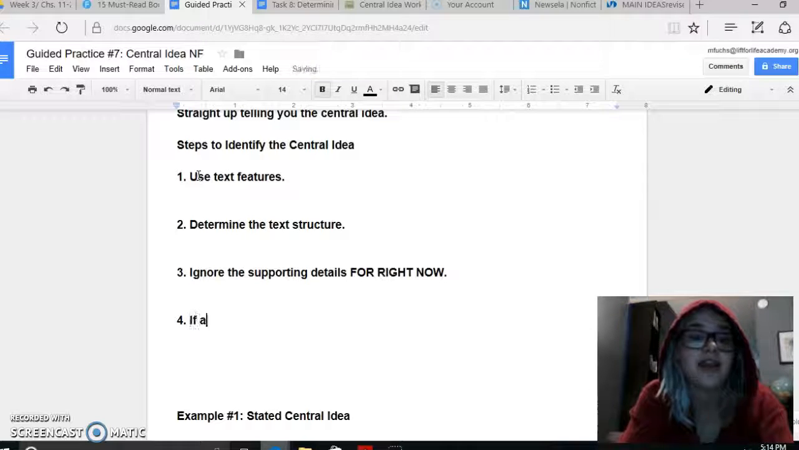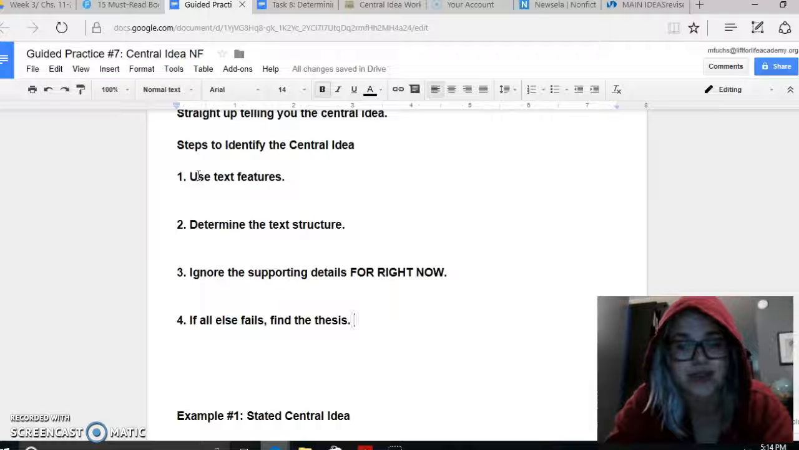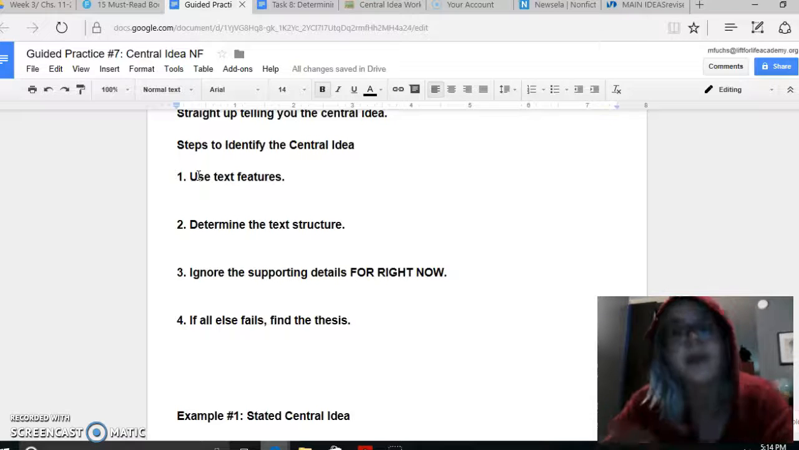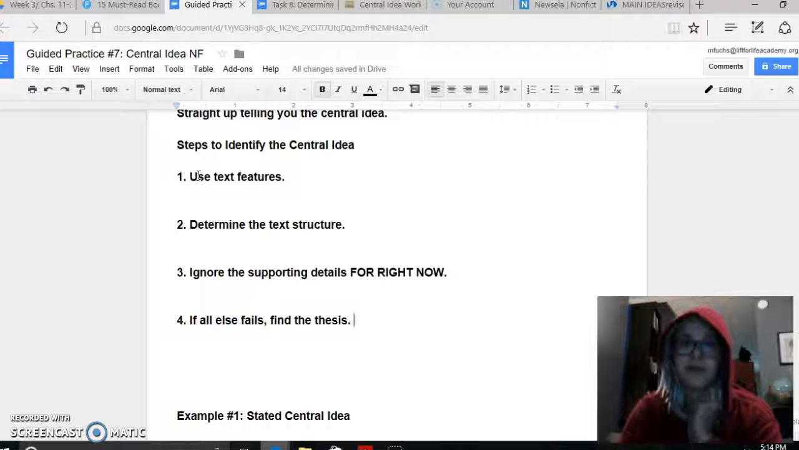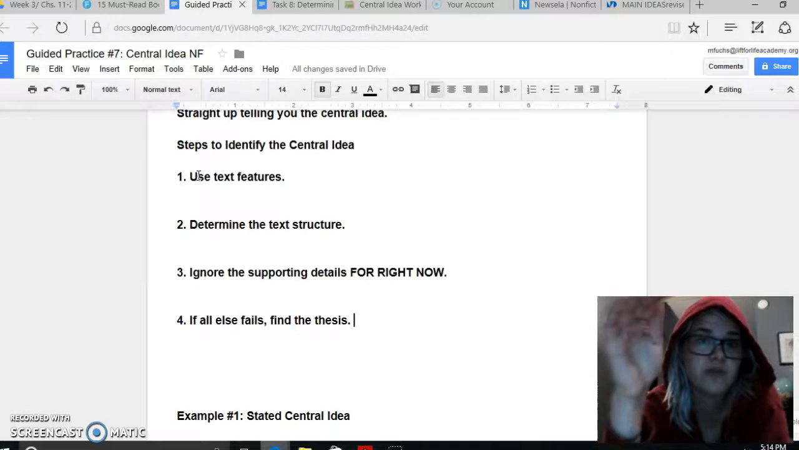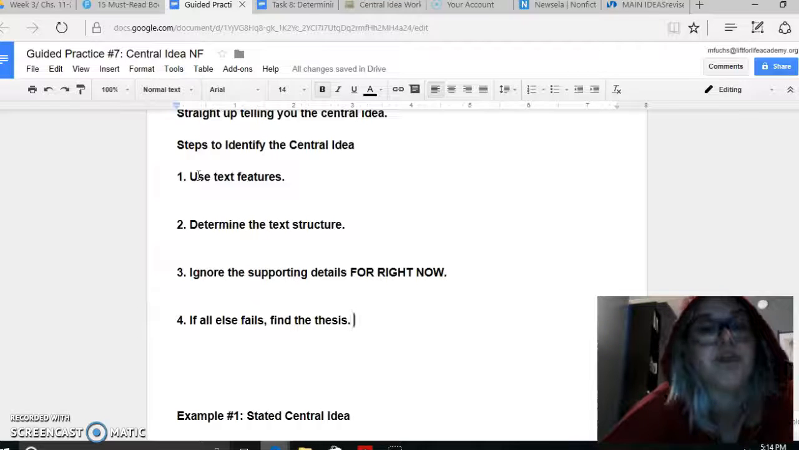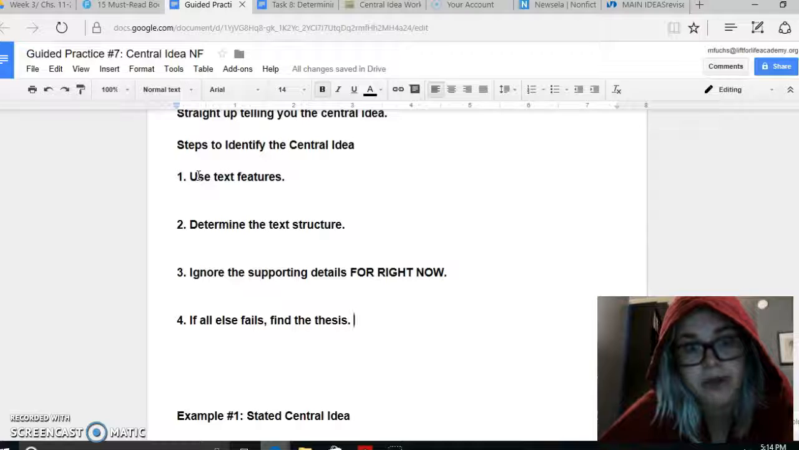And then, if all else fails, find the thesis. And this goes into what we said before about the stated central idea. So if you're reading something that does have a thesis statement, your central idea is right there. But if you are reading a newspaper article, a lot of times they don't tell you right off the bat. You have to use that headline, and then you use the different structures within it to figure out what their main point is. Okay?